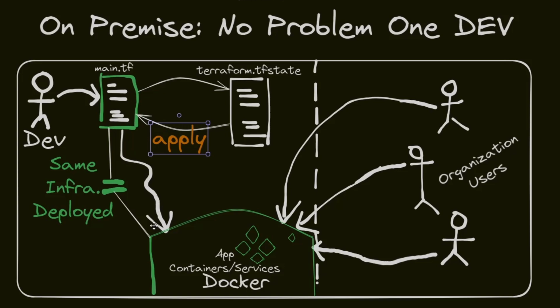So this application will also deploy on Docker the different services, containers, and we have the organization internal users who are using this application. So same infrastructure deployed as what we have defined in the main.tf and the tfstate. There's only one developer. There's no issues here, so everything is fine.